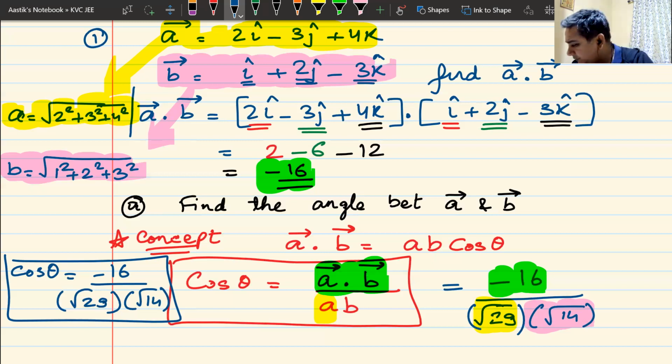We might be needing it in this case, because work done is definitely a dot product. Work done is definitely a dot product. Please note this question down.